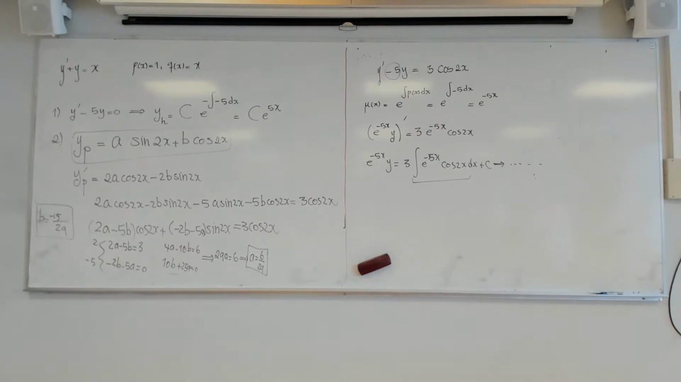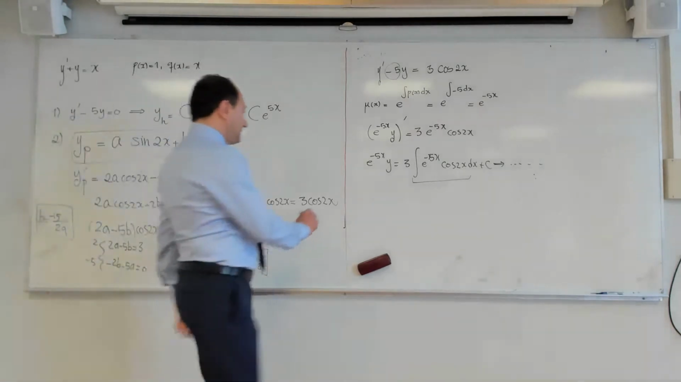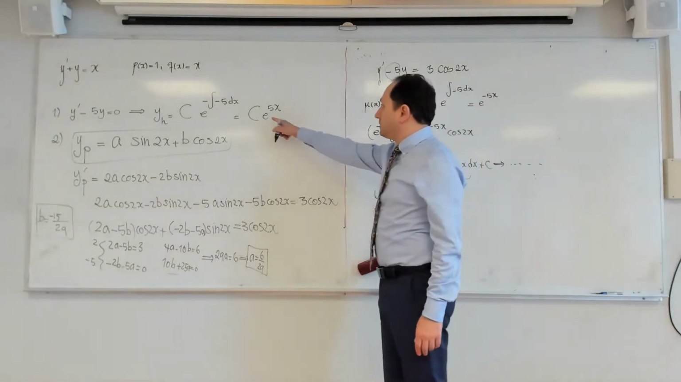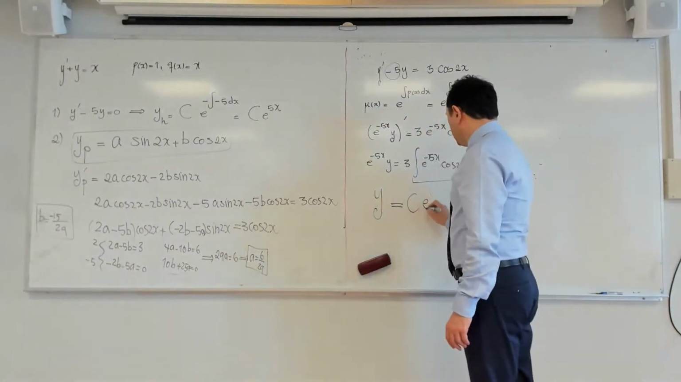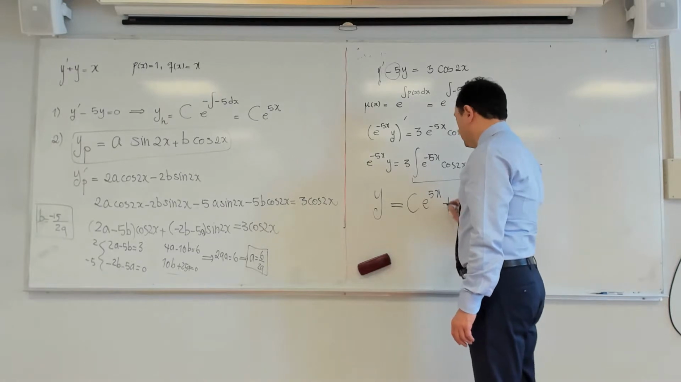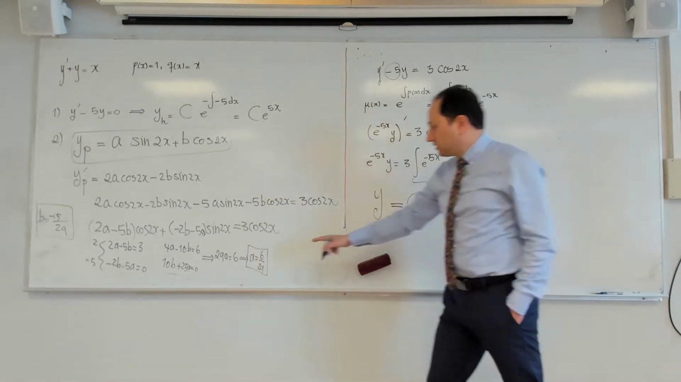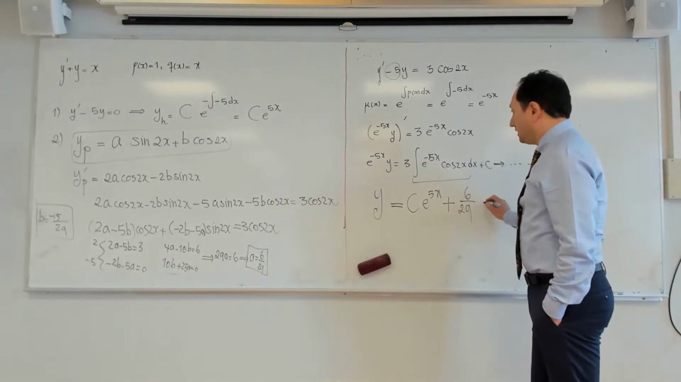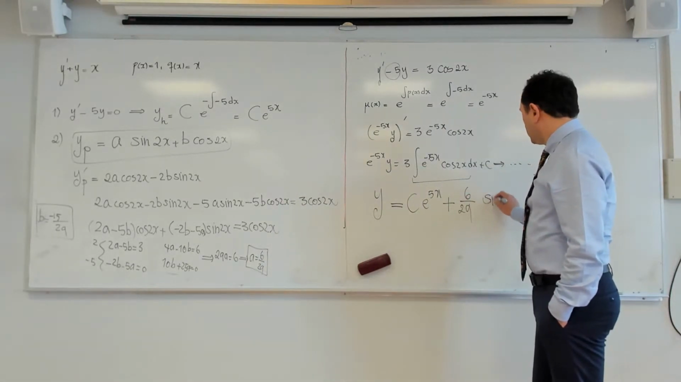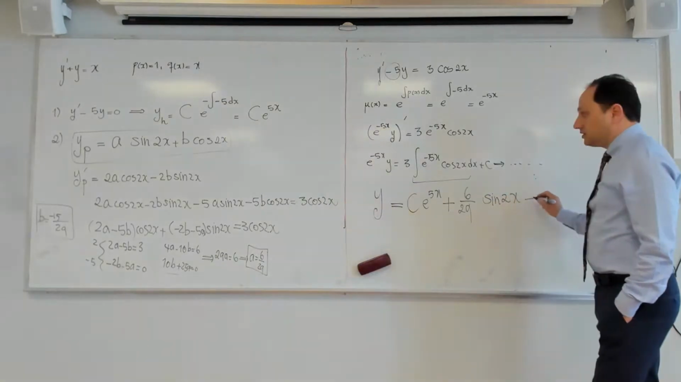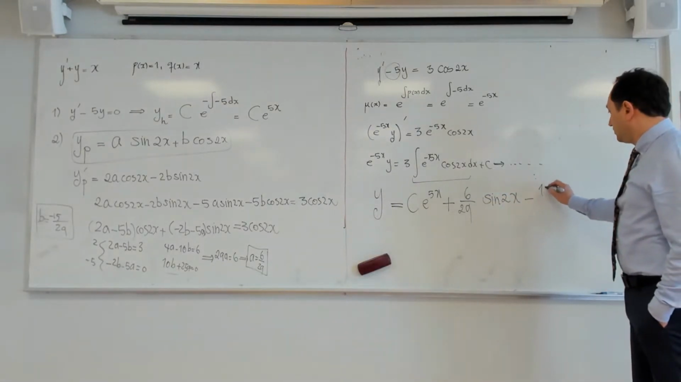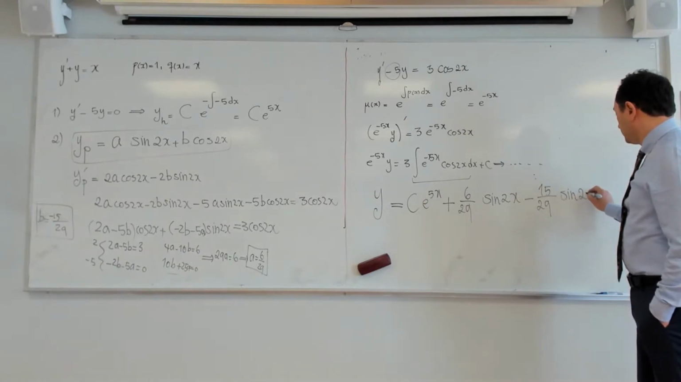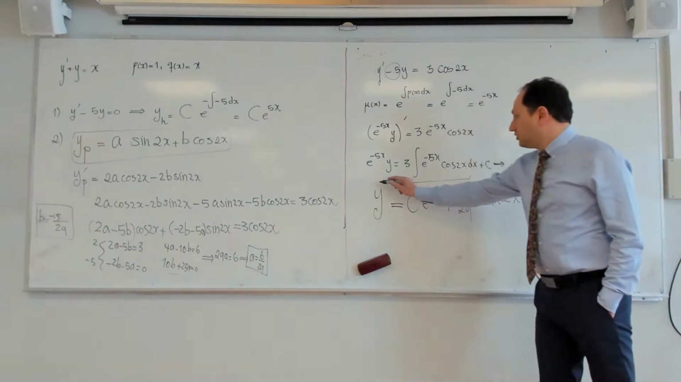And then the last step is to write my y is equal to the homogeneous part plus this particular part. But the particular part, A is 6 over 29 sine 2x minus 15 over 29 sine 2x. And this is your general solution.